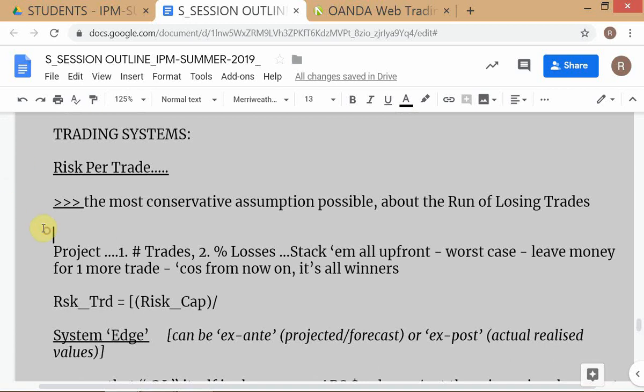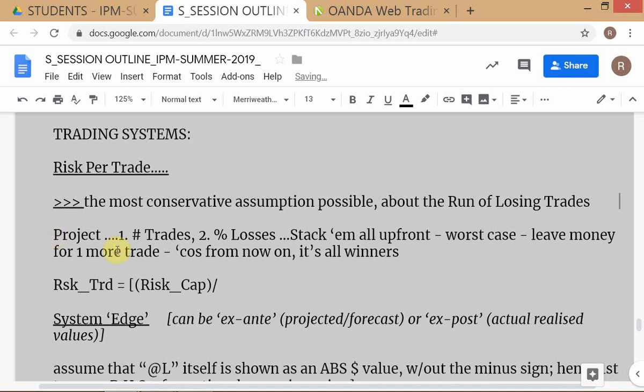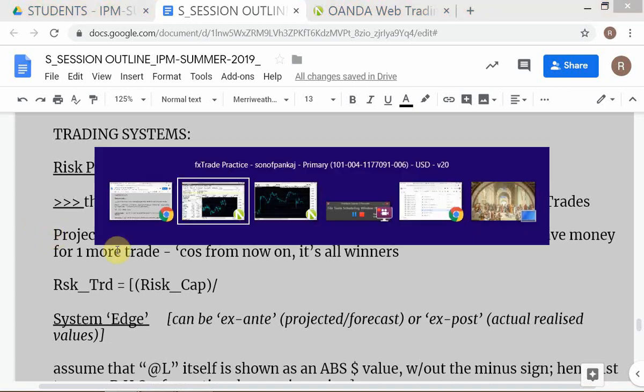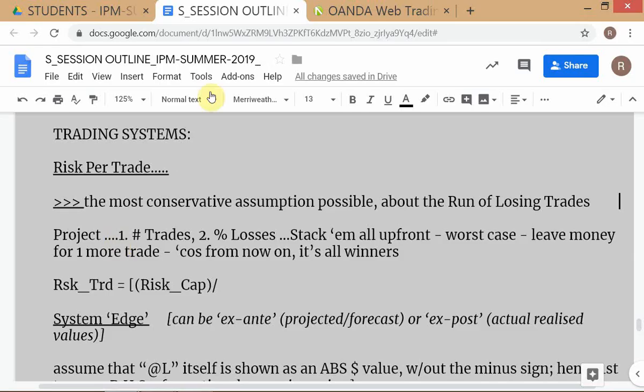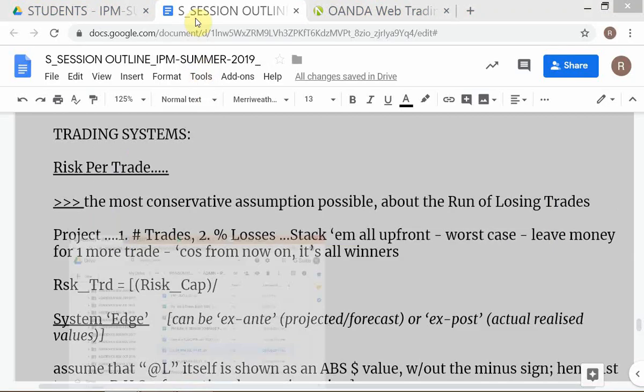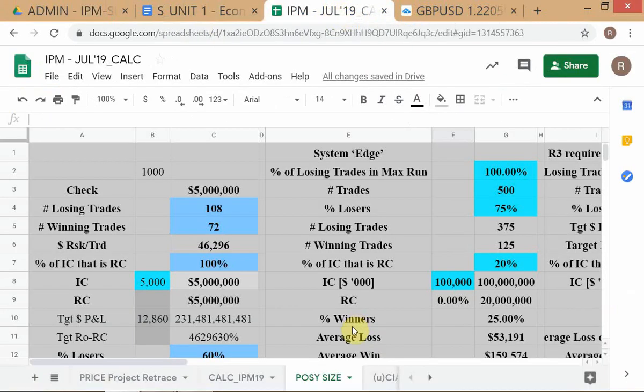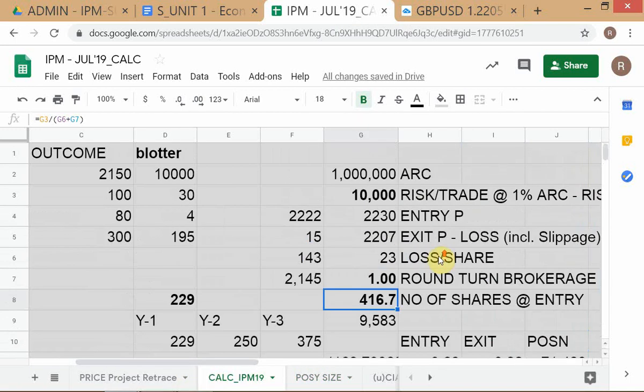Now, so far, for the purposes of your project, because we did not have time to cover this in detail, I gave you a thumb rule saying that you should just use 1%. So this is what I told you when we were doing the calculations here. You take 1% of your annual risk capital, define your risk capital, and for the purposes of this project, your risk capital was given to you as $1 million. So you take 1% of $1 million.